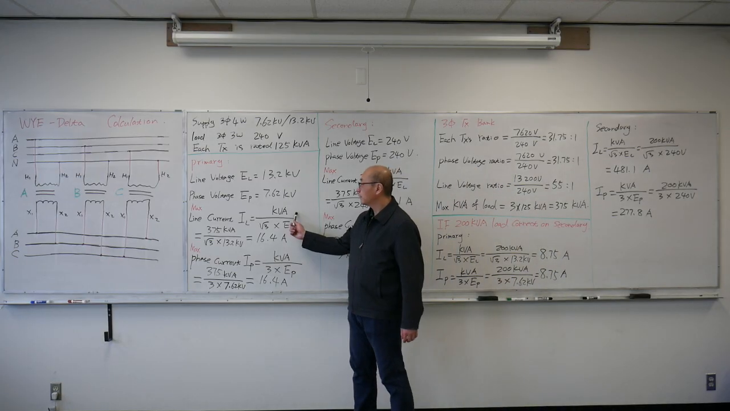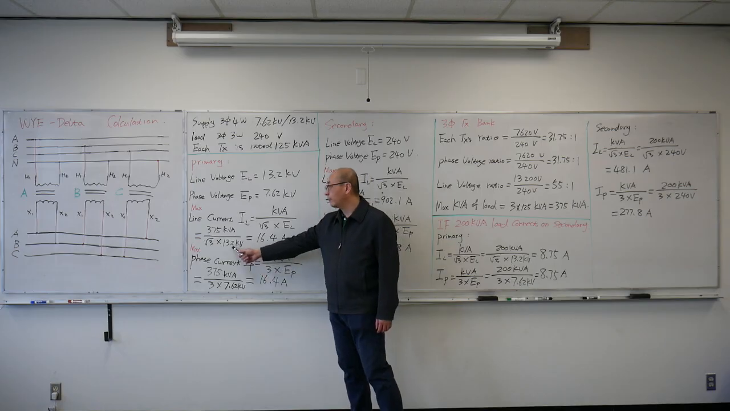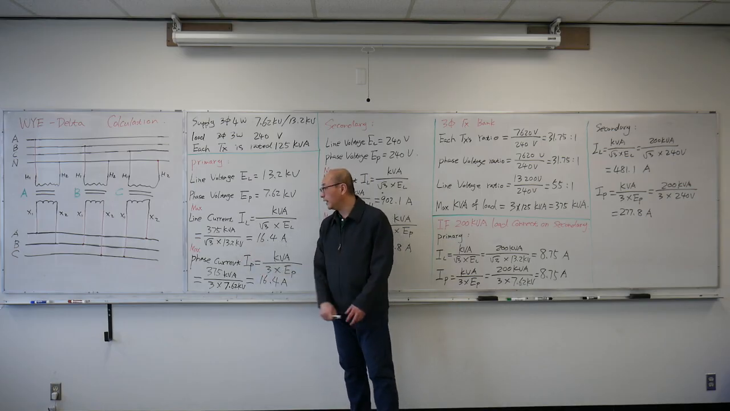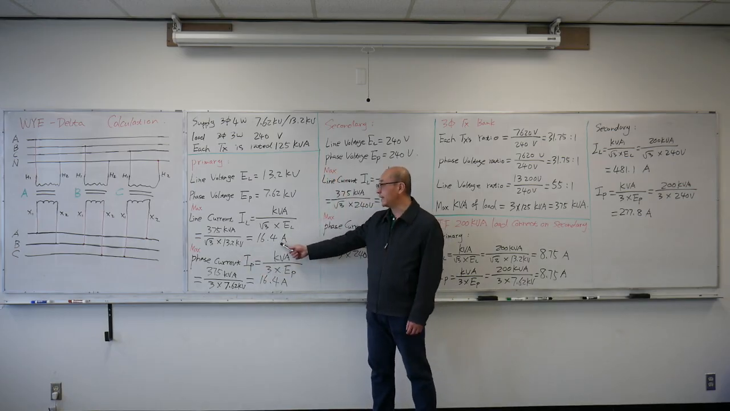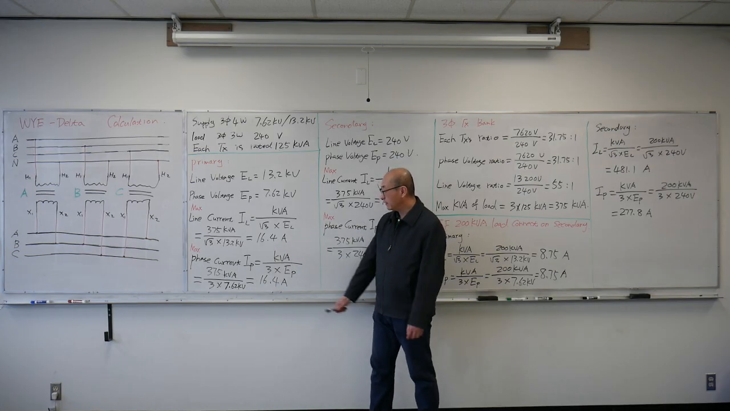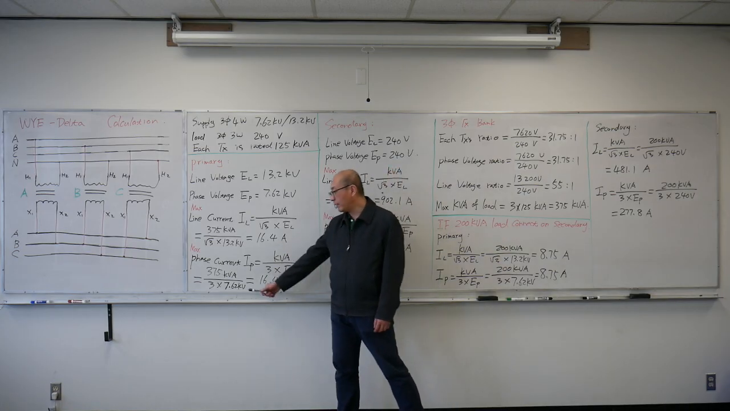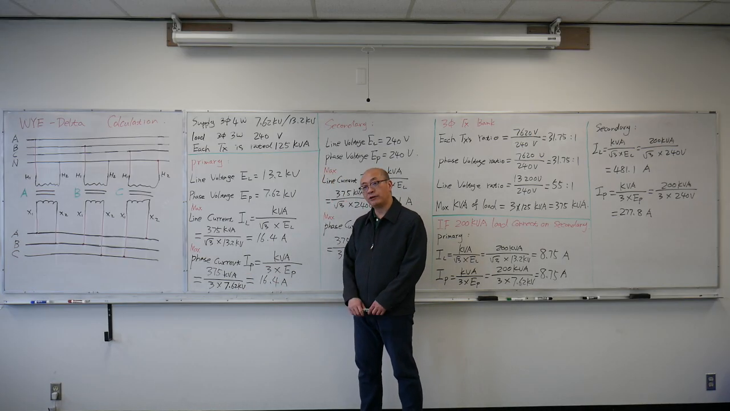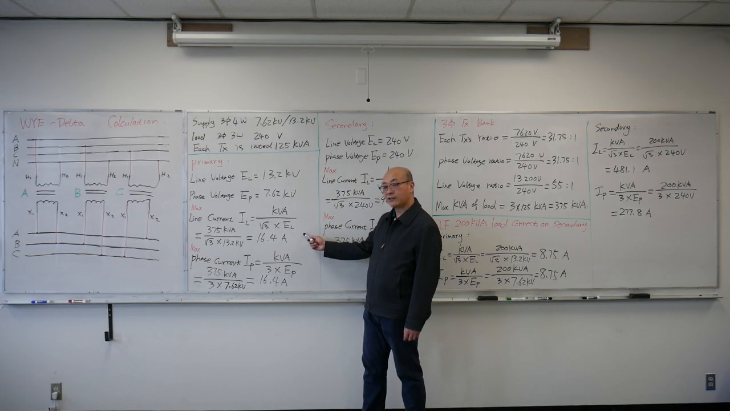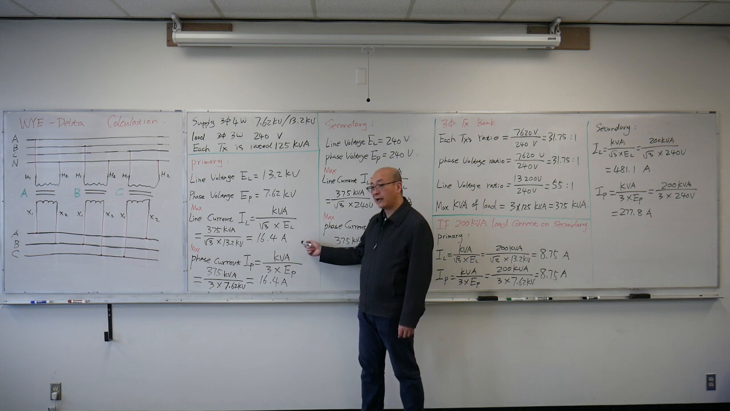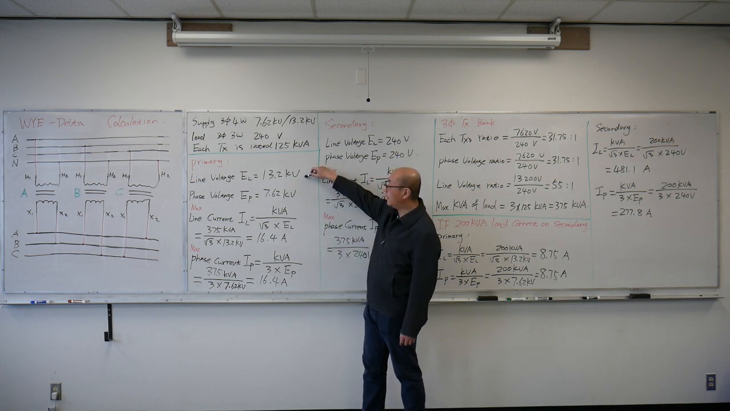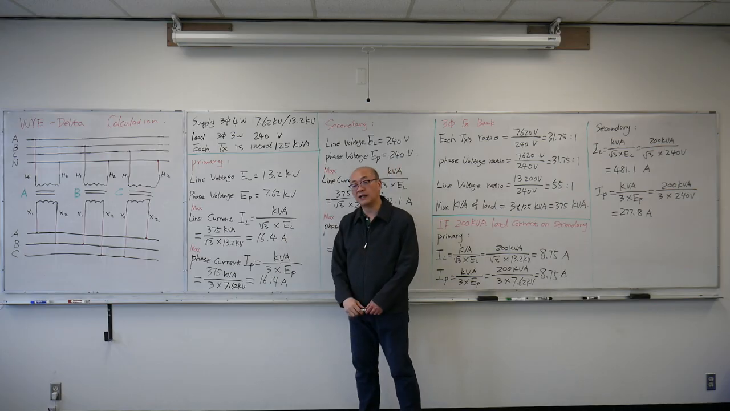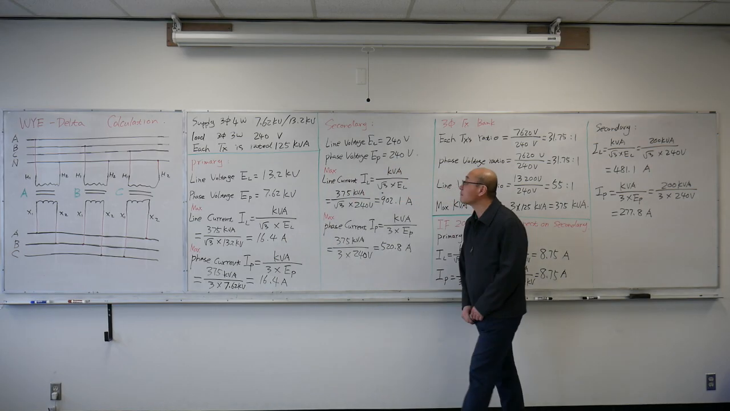Primary side, put the kVA down there, divide by root 3 and the line voltage, which gives me 16.4 amps. For the phase current, divide by 3, then divide by the phase voltage, which gives me the same, 16.4 amps. In a Y connection, phase current and line current are equal. Line voltage is root 3 higher than the phase voltage.